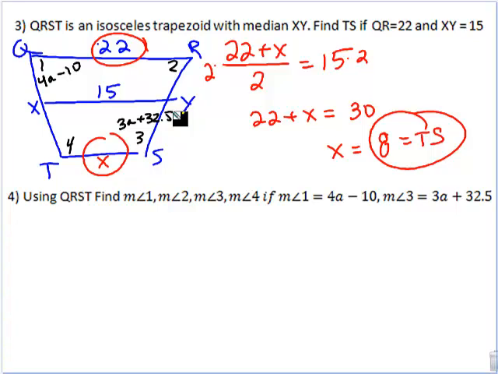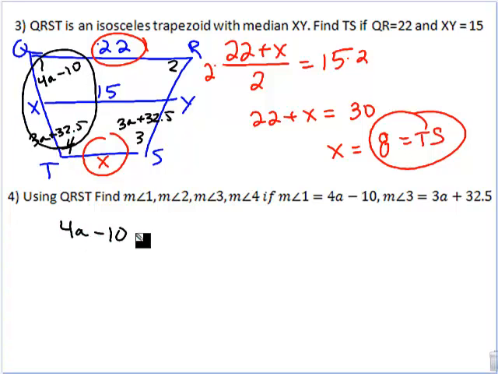Okay, good. So angle 3 and angle 4 would be congruent to each other, and angle 1 and angle 2 would be congruent to each other. What would these four angles have to add up to equal? 360. Now, if the four angles add up to 360, and these two are the same and those two are the same, what would 1 and 4 have to be? 180. Okay, so if 3 is the same as 4, this is also 3a plus 32.5.